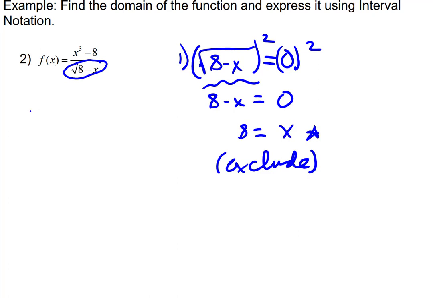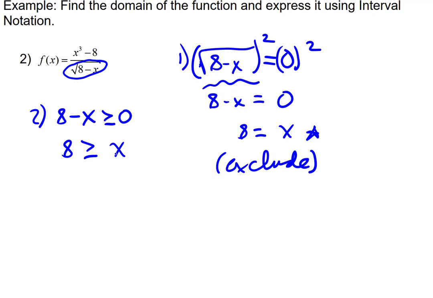Our second condition to consider, which also does apply in this example, is that we cannot take an even root of something negative. Well, that means that what's underneath the root in the denominator, which is 8 minus x, has to be greater than or equal to 0 to avoid it being negative. If we solve this for x by adding it to both sides, we'll simply have 8 is greater than or equal to x, or you could say it as x is less than or equal to 8.